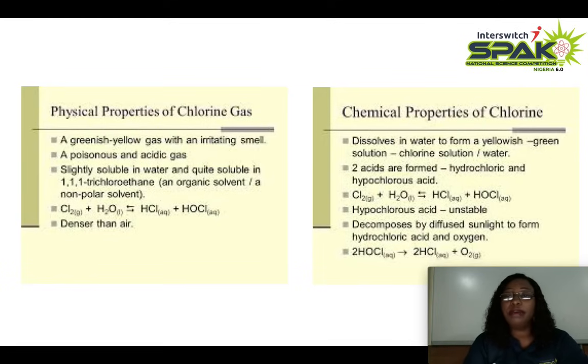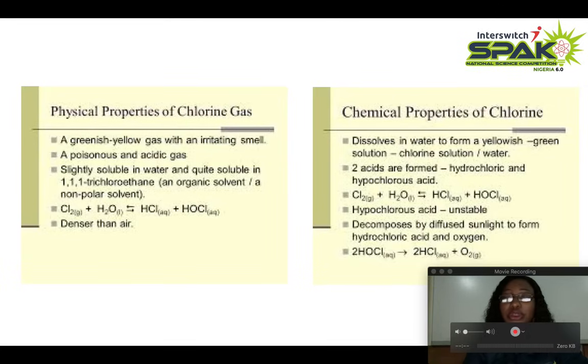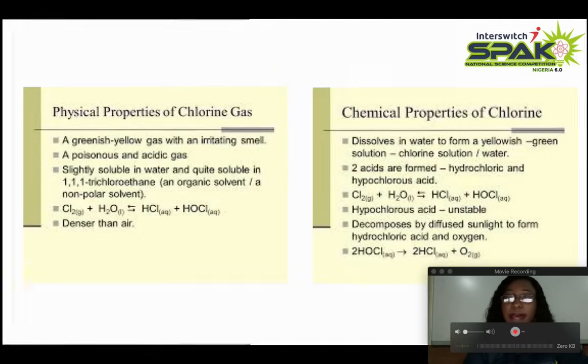Then we have chemical properties of chlorine. It dissolves in water to form a yellowish green solution. This is a chlorine solution of water, and it produces two acids, hydrochloric acid and hypochlorous acid. Hypochlorous acid is unstable, so it will break down to give you HCl and oxygen gas.